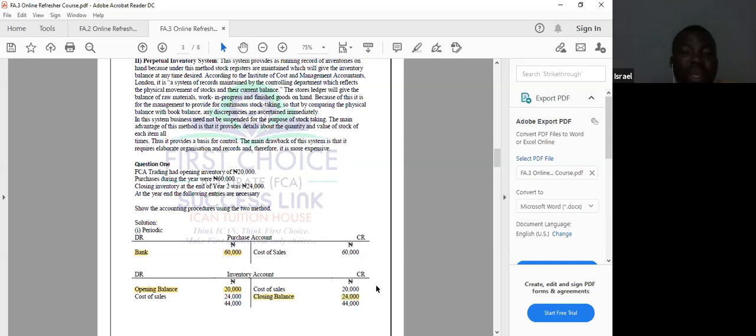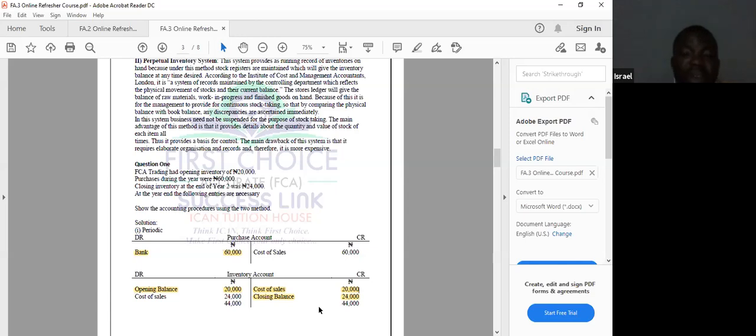So after we have done that, the next thing for us is to know that if opening stock is 20,000, this will be transferred. That 20,000 naira, because it was at the beginning of the year, will be transferred to cost of sales. It will be transferred to cost of sales, which is 20,000. What do we have again? We have 20,000 and 24,000. Add them together, it will give you 44,000.